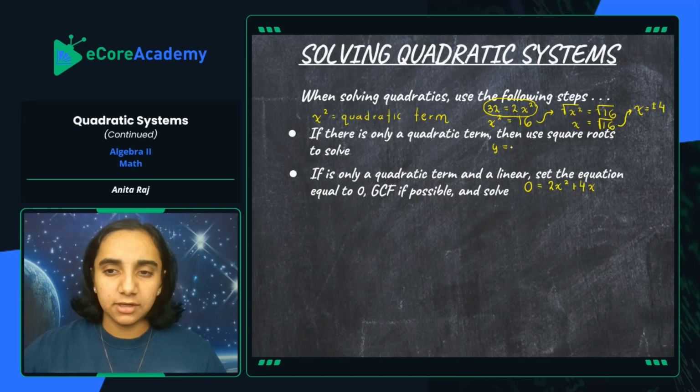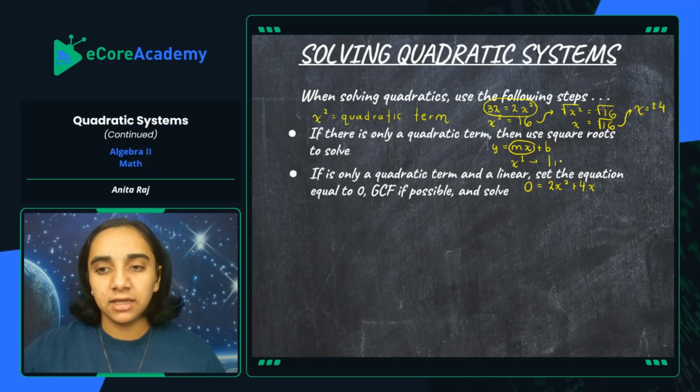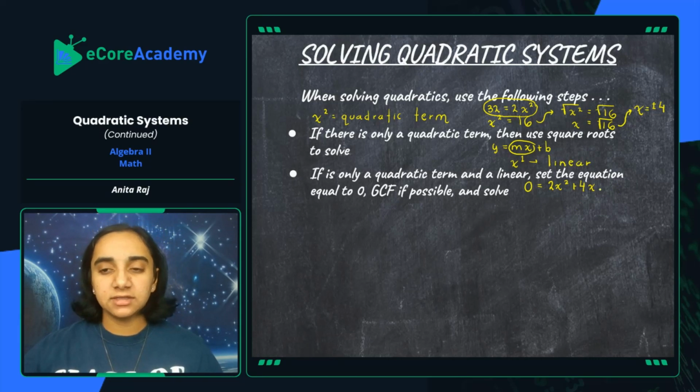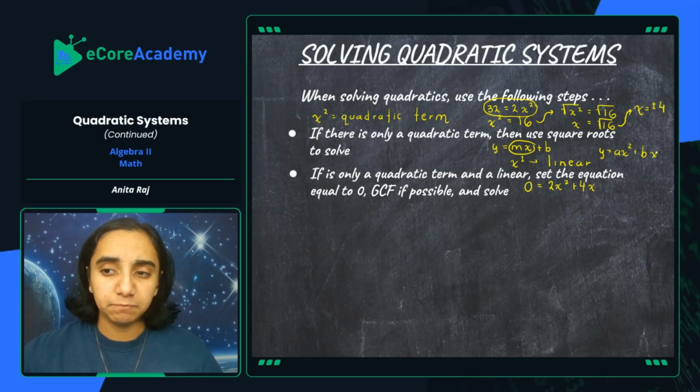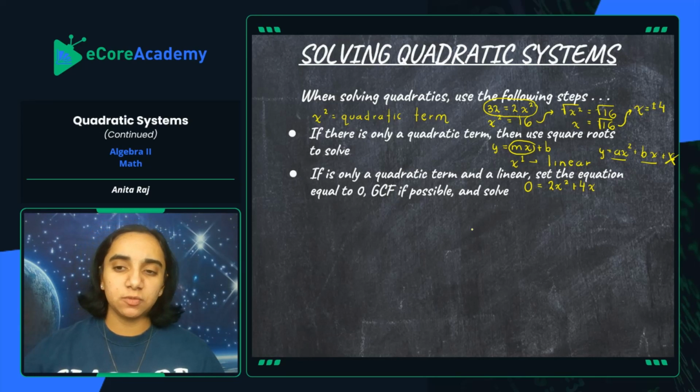Y equals mx plus b. The linear term is this mx part. So we have x to the first power. That is what you would consider a linear term. Just like we said x to the second power was quadratic, x to the first is linear. So remember, standard form is y equals ax squared plus bx plus c. If you have this ax squared part and this bx part, but you don't have this c part, this is the situation we're talking about.